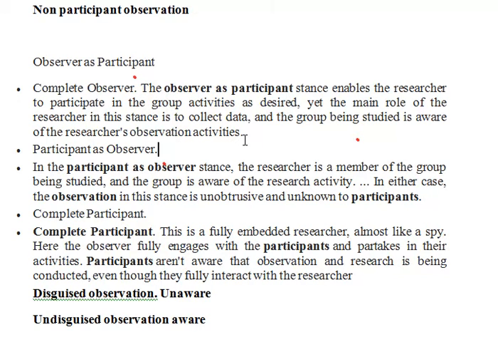Disguised participant as observer: the researcher is a member of the group. A complete participant is a fully embedded researcher, almost like a spy. Here the observer is fully engaged with participants and partakes in their activities. Participants are not aware that observation and research is being conducted, even though they fully interact with the researcher.